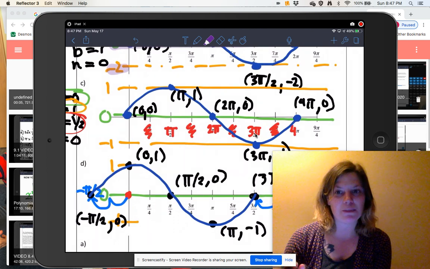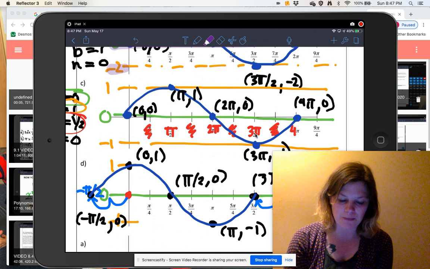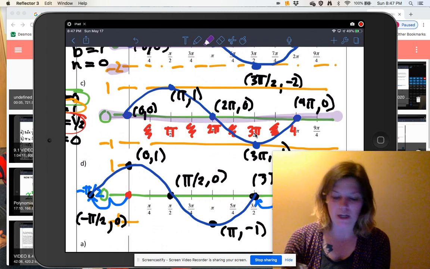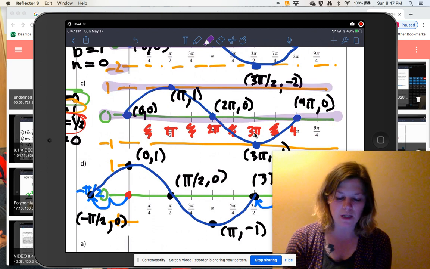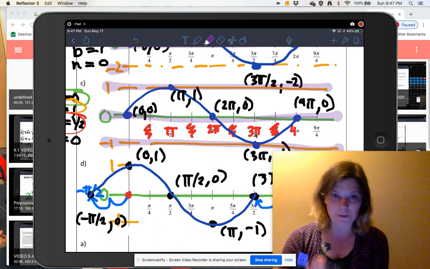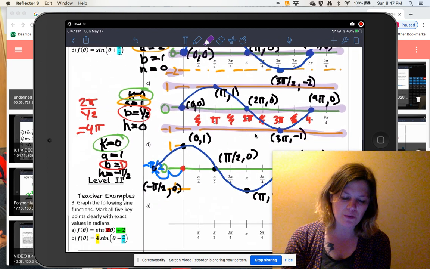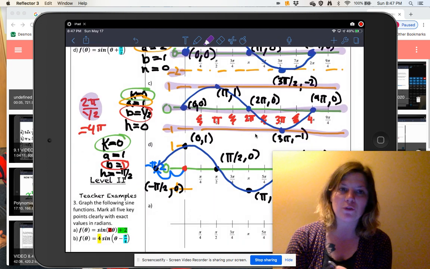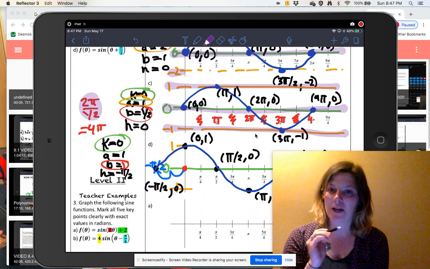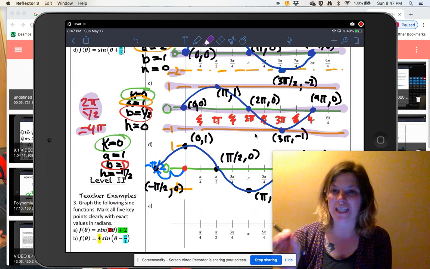You haven't seen this before, and I used a little bit of tricks to do it. K value is still the same. We have the same neutral A value, which brings us up 1 and down 1 because the A value is 1. And then the tricky part about this is that we had a B value of 1/2. So when we use the formula, 2 pi divided by 1/2 is the same as 2 pi times 2. And so actually our period got twice as long.